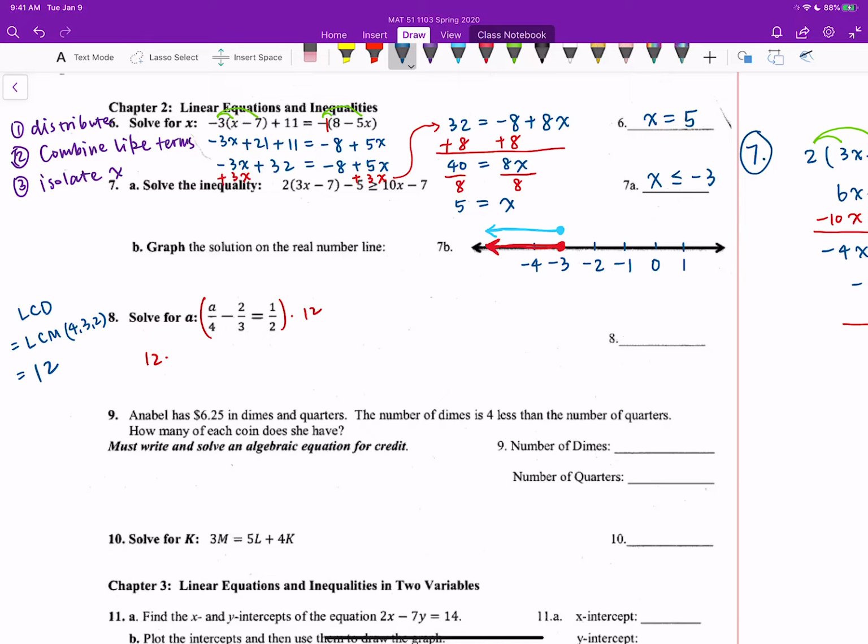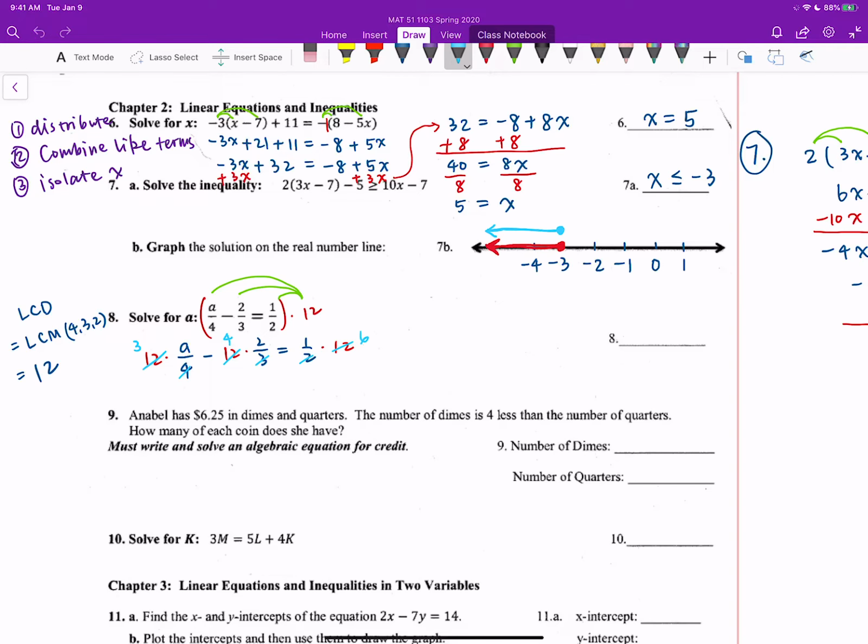So let's write down after I distribute, because I have 3 terms inside of my equation. So I have to distribute the 12. Once I distribute, on the left hand side, you have 12 times a over 4 minus 12 times 2 over 3 equals 1 over 2 times 12. Make sure you multiply every single term by 12. And then, here's the tricky part. I'm going to divide 4 into 12, write a 3 next to 12 because there are 3 4s in 12. For the second part, divide 3 into 12, you have a 4 because there are 4 3s in 12. The one on the right hand side, divide 2 into 12, you have 6 because there are 6 2s in 12.